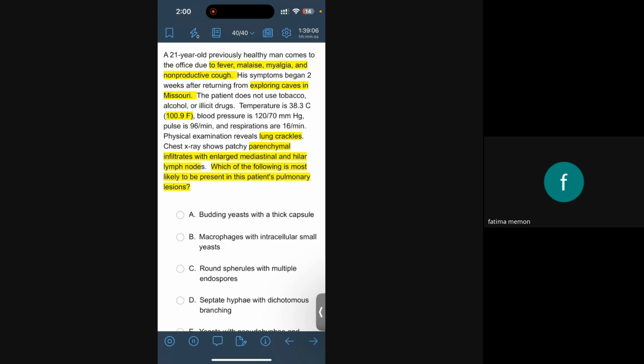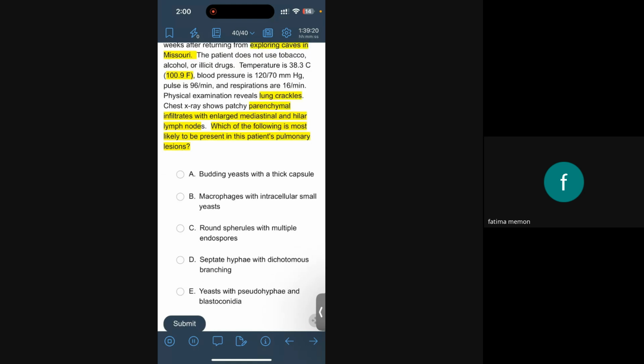Any idea which microorganism can link all of these four findings? Pneumonia, Missouri, exploring caves, enlarged lymph nodes. Histoplasmosis. Histoplasmosis, budding yeast with a thick capsule. Cryptococcus neoformans usually causes infection in immunocompromised patients.